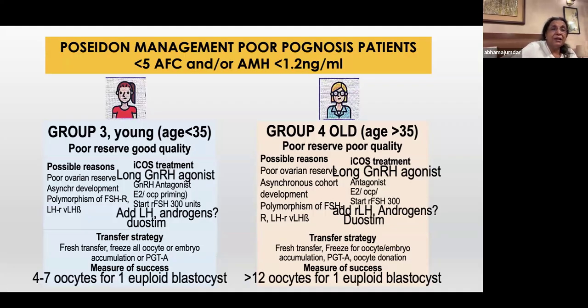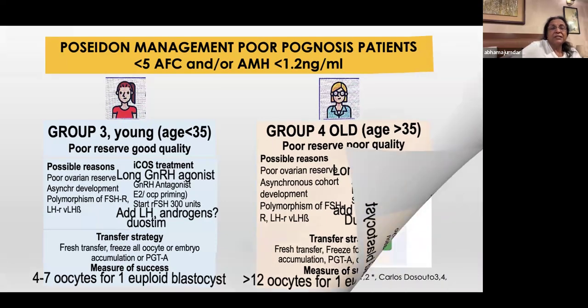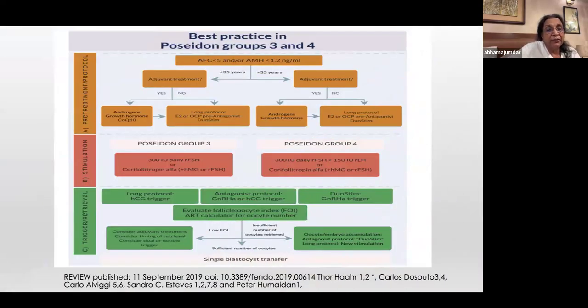So you understand, in a young age woman, if you get 4 to 7 oocytes and you get 2 blastocysts, one would definitely be euploid. Or even if you get 1 blastocyst, the chance is that it is euploid. Whereas in an older woman, to get 1 euploid blastocyst, you maybe need 3 to 4 good blastocysts. Having said that, I bring you to Elvigi's chart, best practice in Poseidon group 3 and 4. These are the ones with low ovarian reserve.